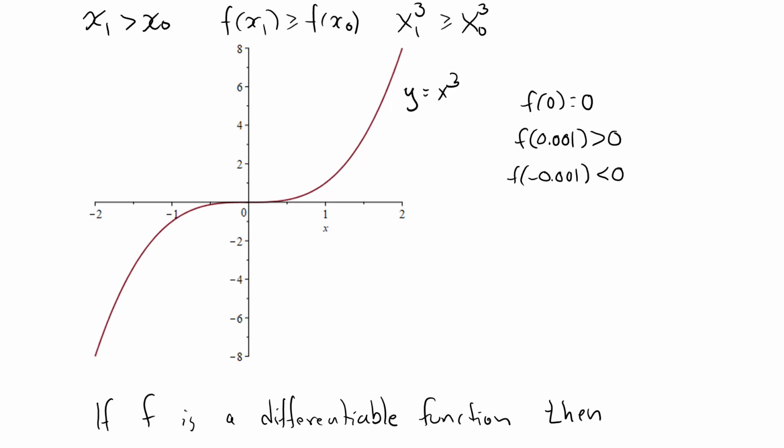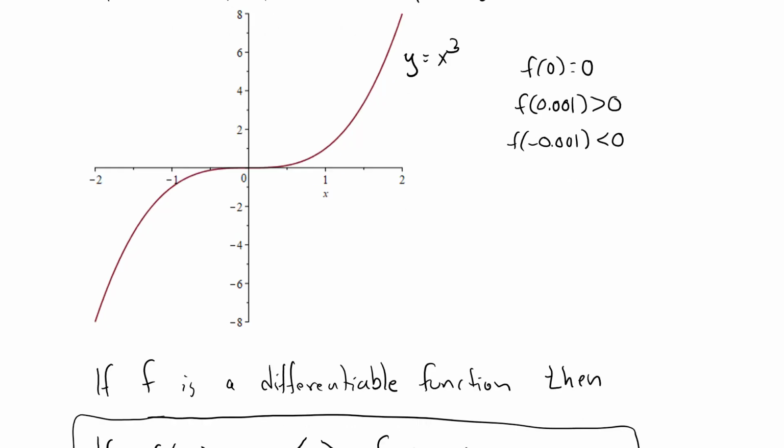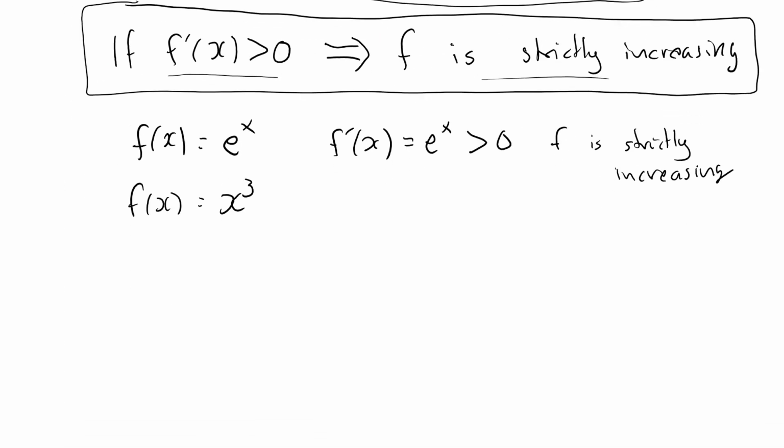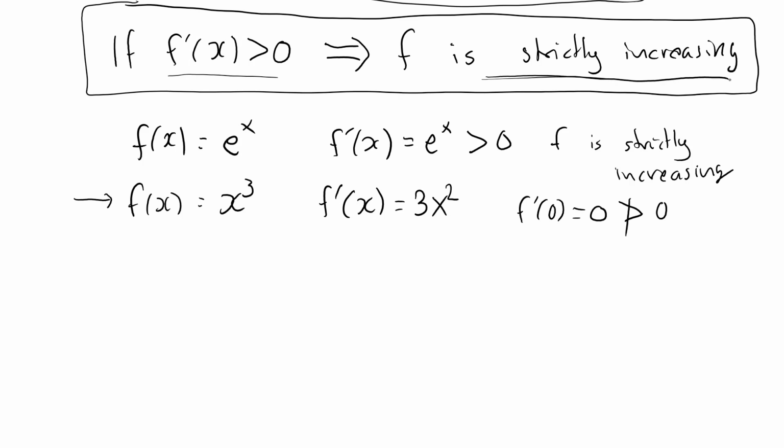As I mentioned before, proving this formally is a little bit messy. However, when we go to the derivative, then we see that the derivative f prime x is 3x squared. The problem here is that the derivative at x equal to 0 is 0, and this is not strictly bigger than 0. So we have here an example of a function that is strictly increasing, but the derivative is not strictly positive everywhere. So this raises the question, how do you then determine if a function is strictly increasing?